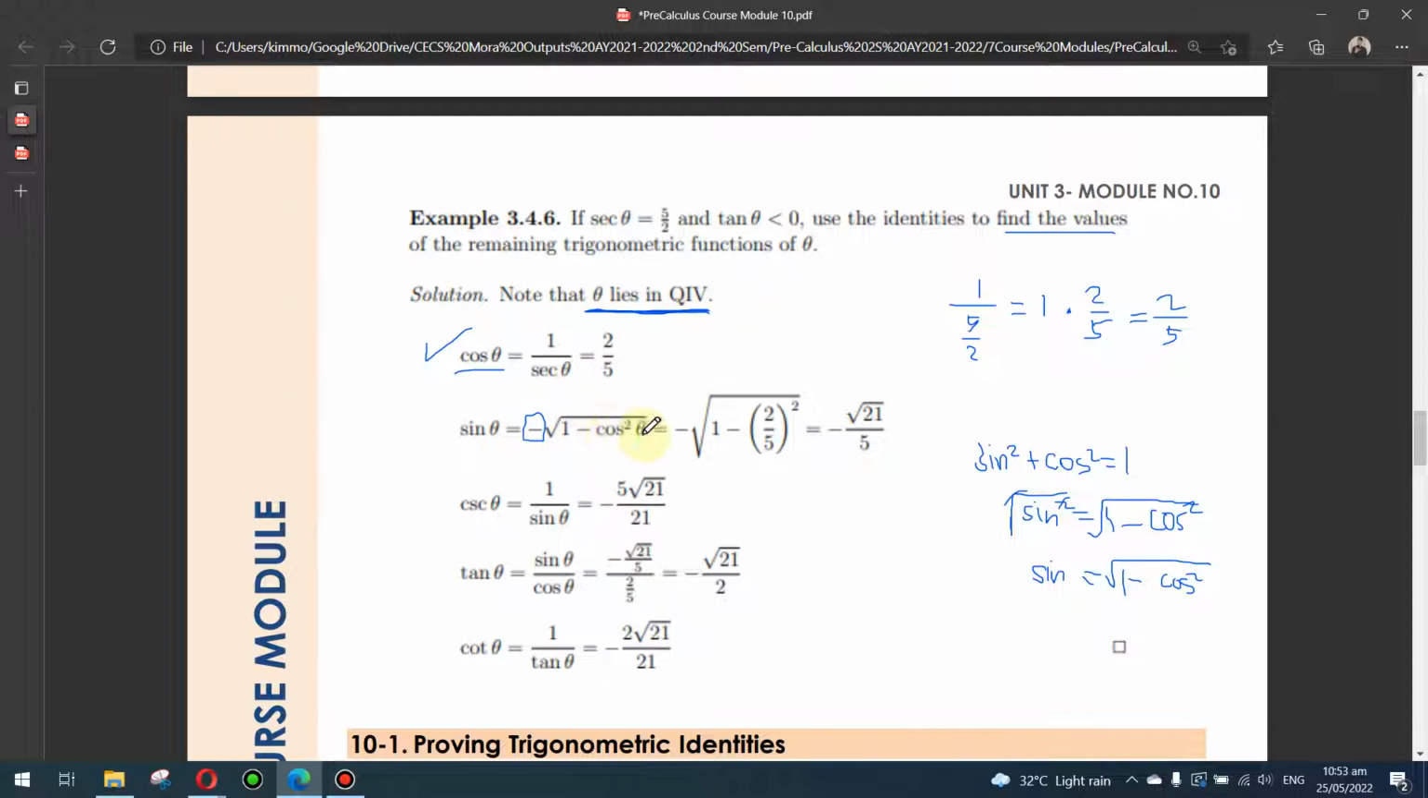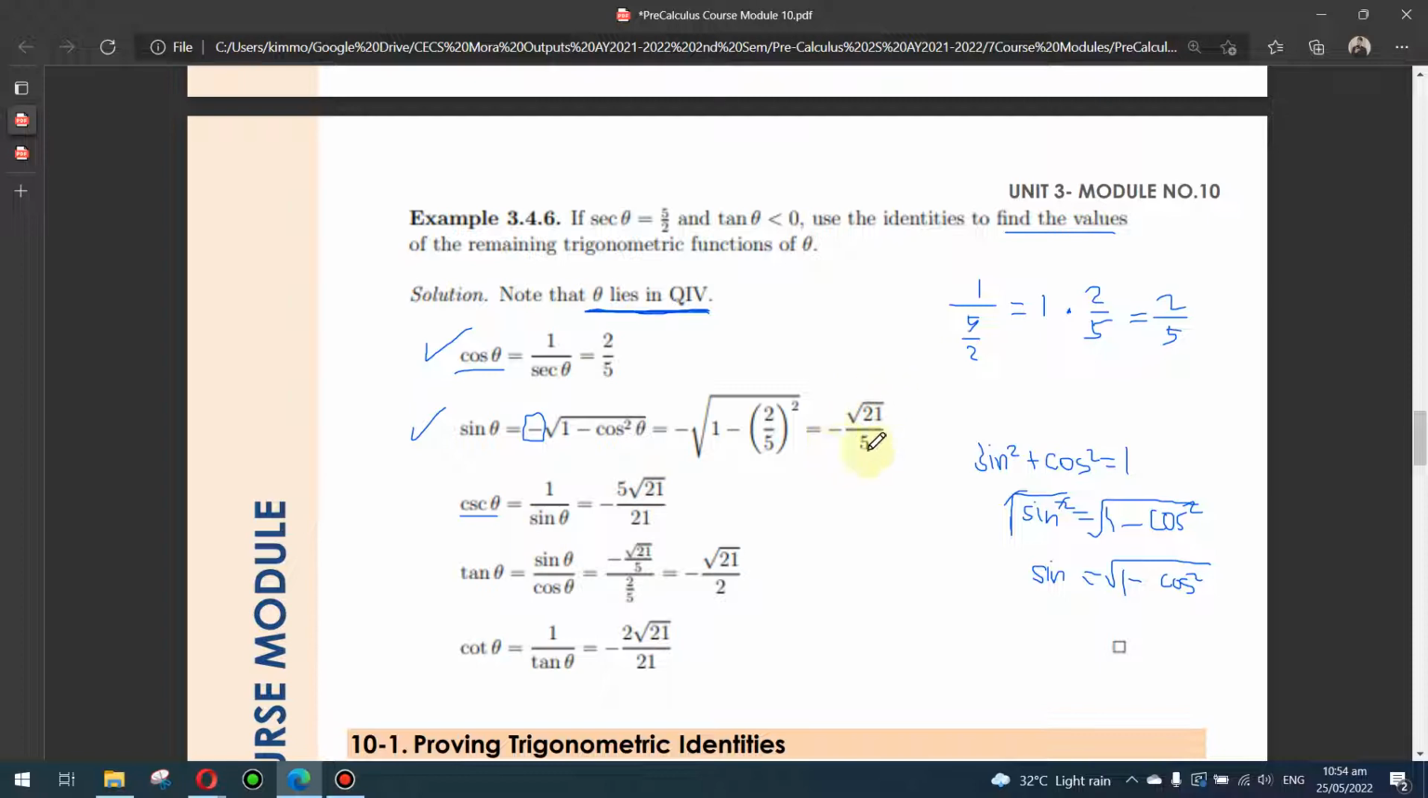So after that is ato lang din i-substitute tong value ni cosine which is 2 over 5. So natay 2 over 5 squared. No, then we have this answer. So nakuha na nato si sine. How about cosecant? So cosecant is just the reciprocal of sine. So that's why we have 1 over sine.